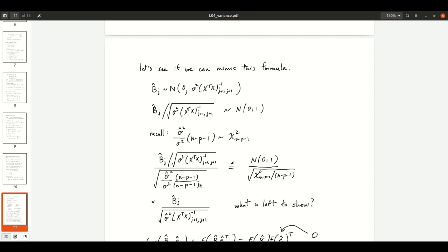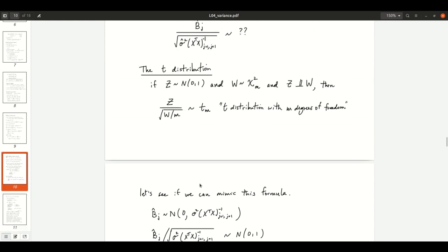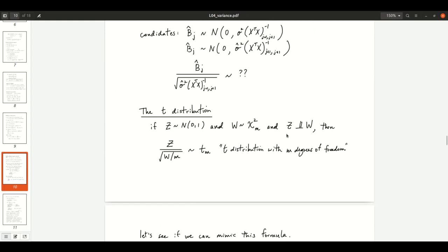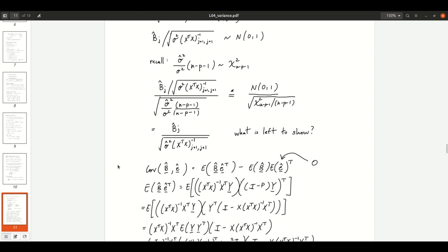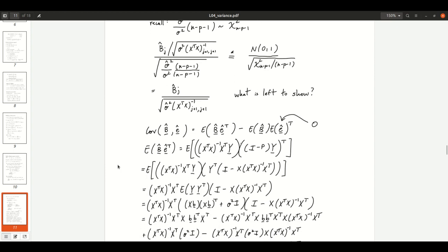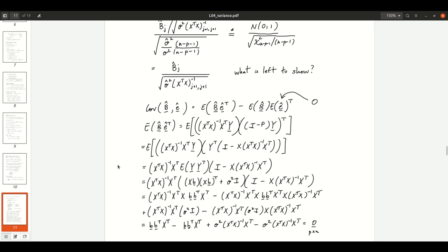But remember, back to the definition of the t, there's one additional thing that you have to show, and it's this here, that the normal 0, 1 is independent of the chi-squared. So that's what we're going to do next. Now, this is a bit of a long derivation, as you can see, but let me lay out what the strategy is going to be. The sigma hat squared is constructed from the residual vector. So it's just the squared length of the residual vector divided by n minus p minus 1.